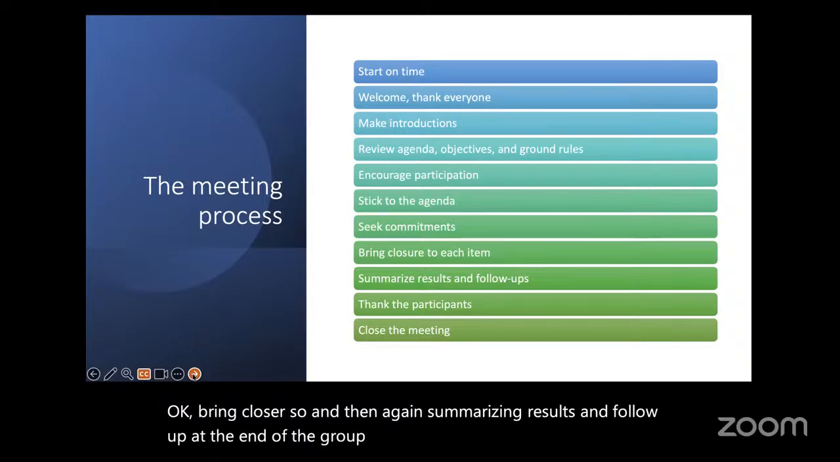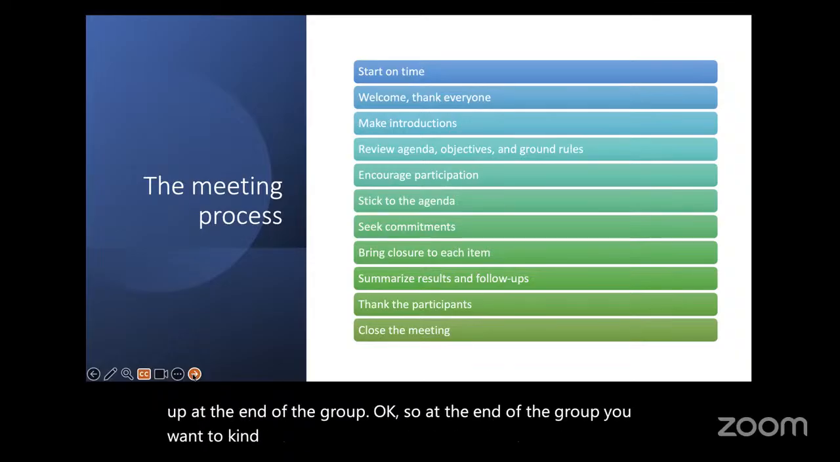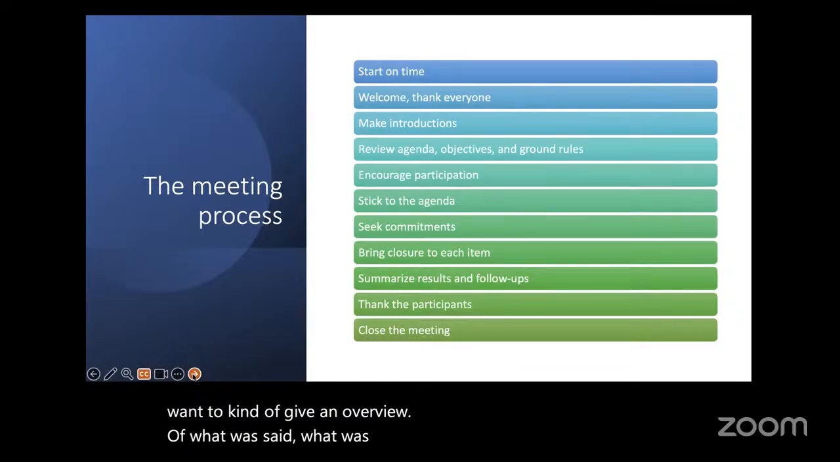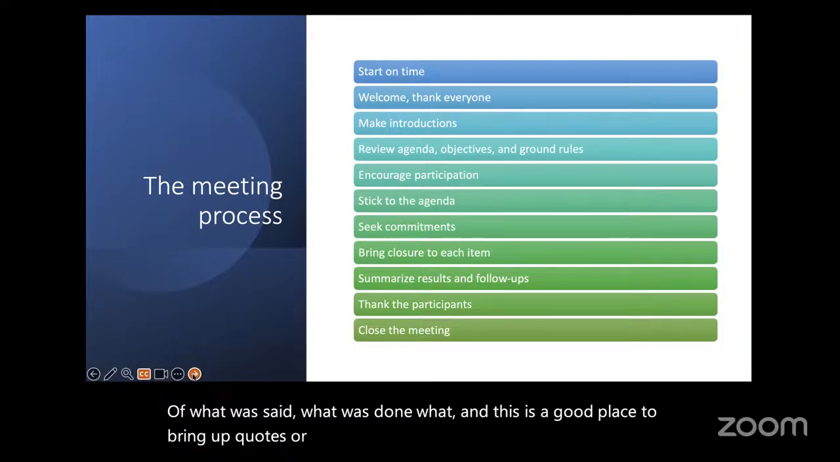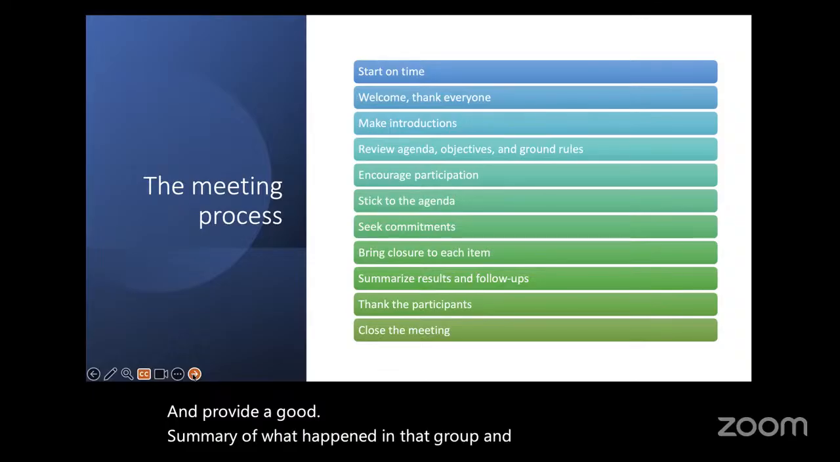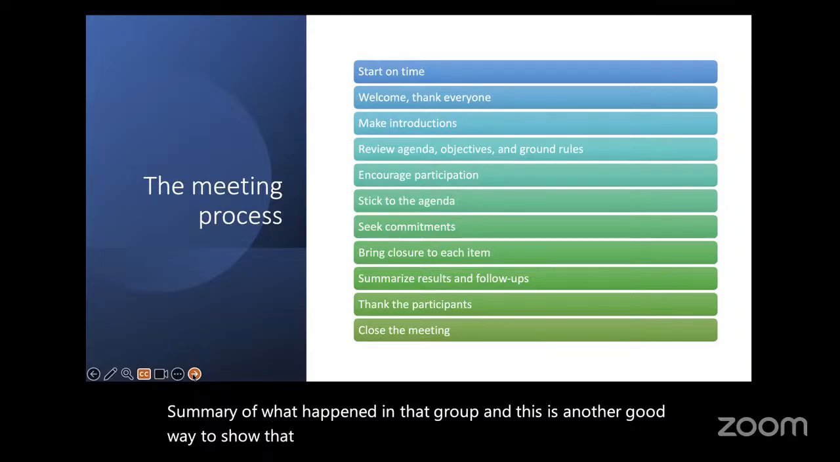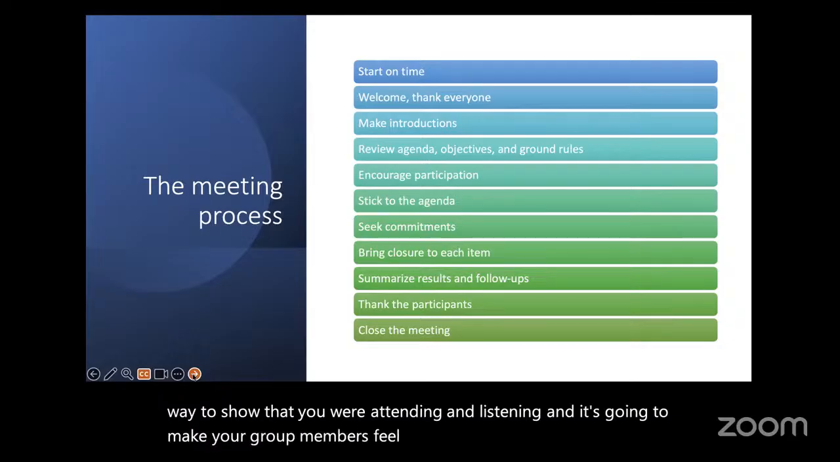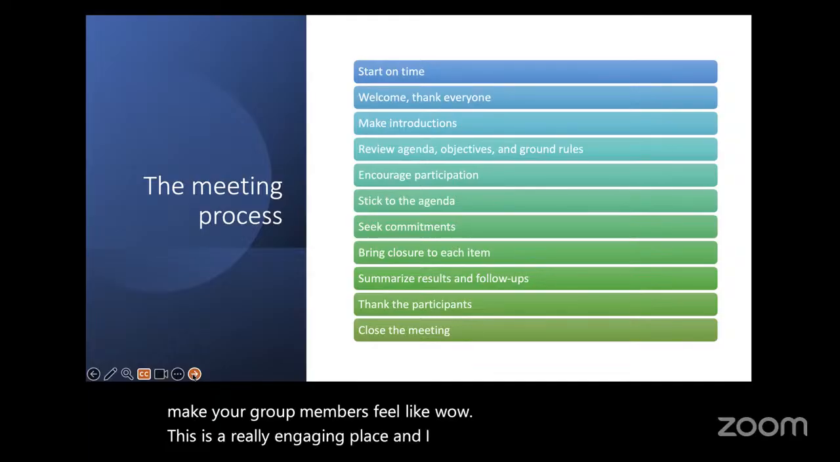At the end of the group, you want to give an overview of what was said, what was done, and this is a good place to bring up quotes or paraphrases from group members and provide a good summary of what happened in that group. This is another good way to show that you were attending and listening. And it's going to make your group members feel like, oh wow, this is a really engaging place, and I can come here and I can be listened to.